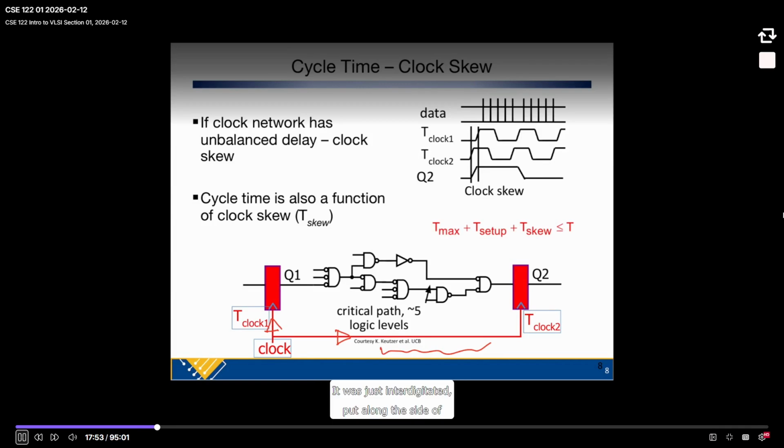And it was just interdigitated, put along the side of the chip, and it drove everything at the same time. Super inefficient. You can look at the chip and be like, there's the clock. Without glasses, if you have a hard time seeing, you didn't see it. So it doesn't scale. So what they do instead is you have to do a clock tree of some sort. I do research on clock meshes, which reduce variability. There's a bunch of different techniques you can do, and I have an entire lecture on that in a few weeks.